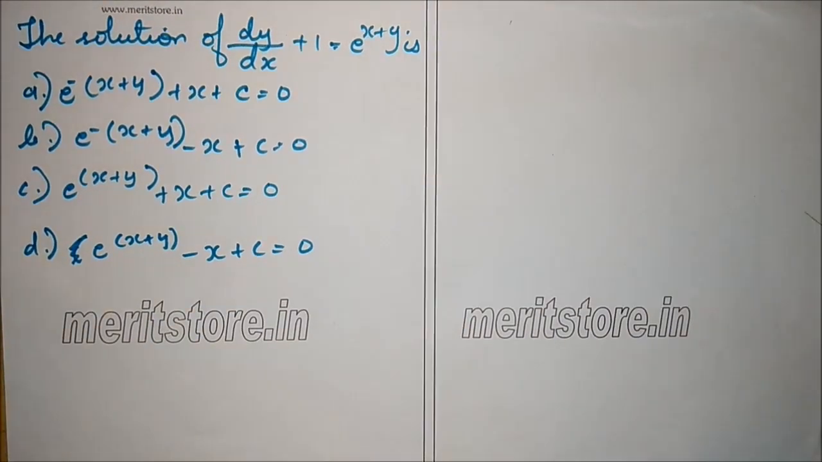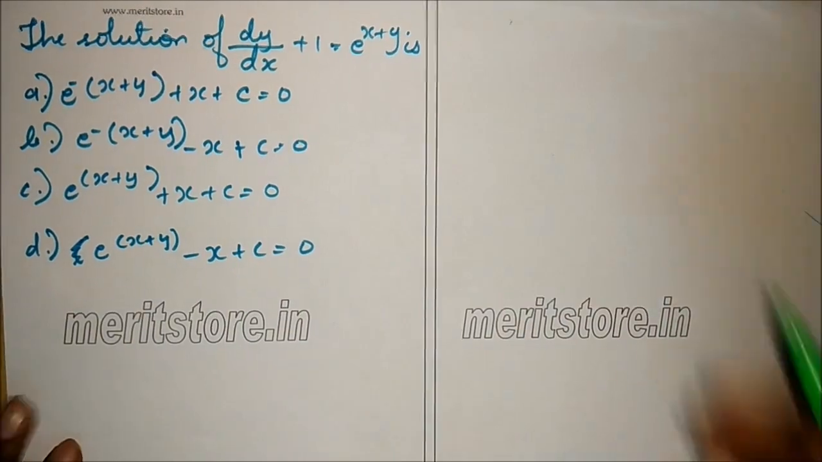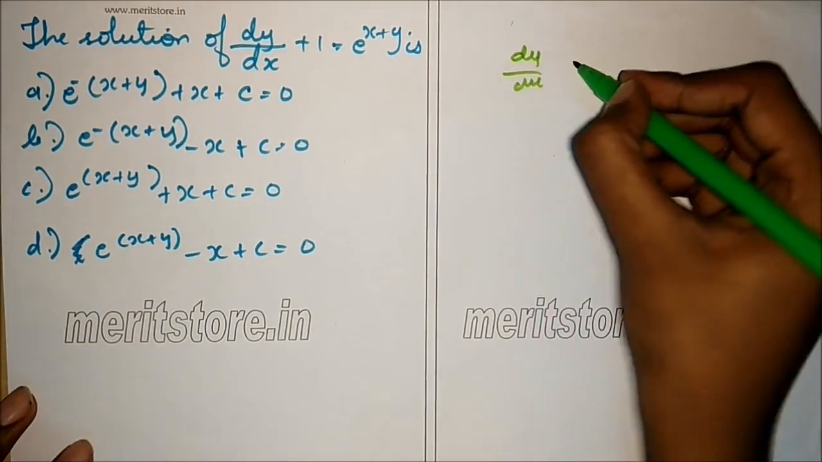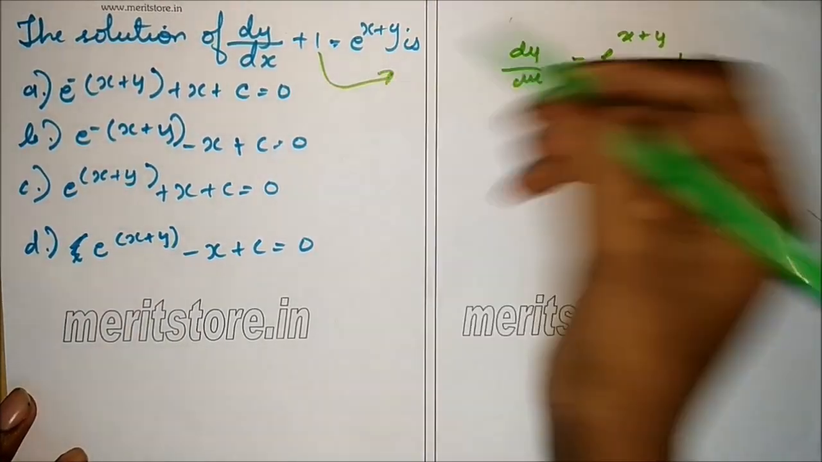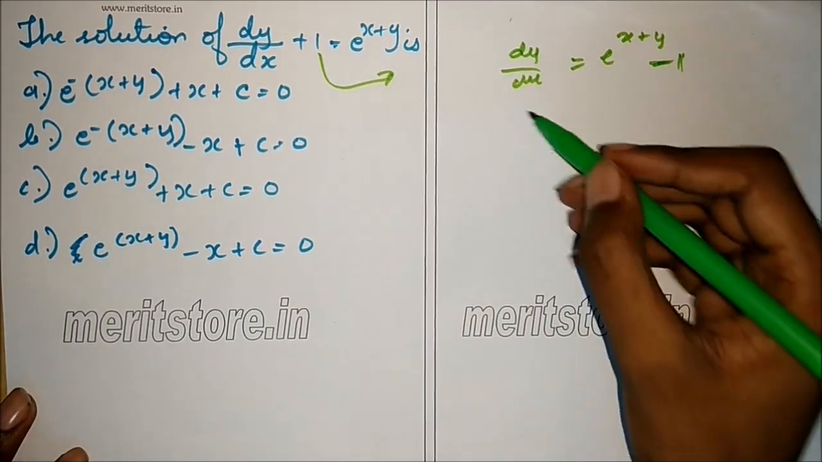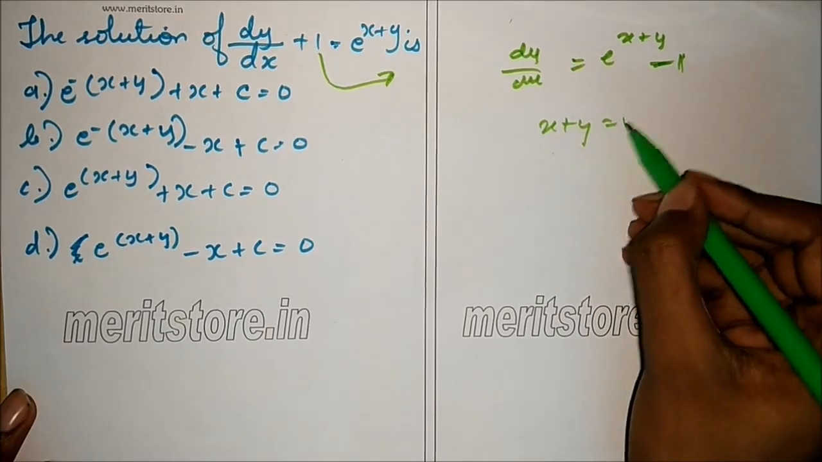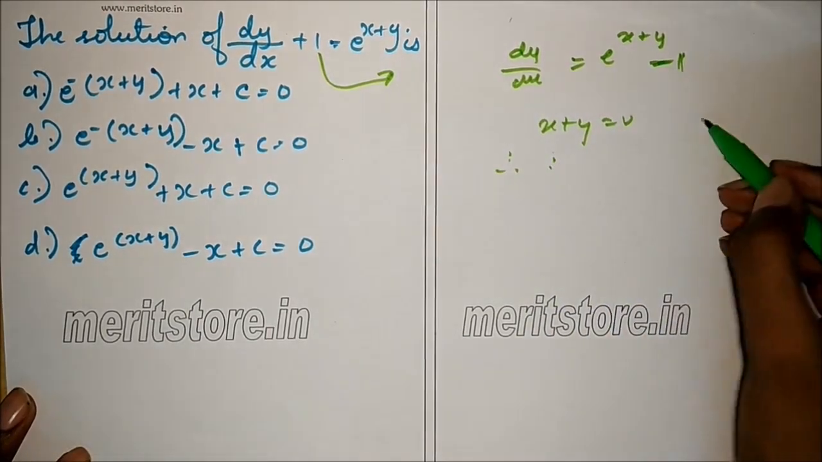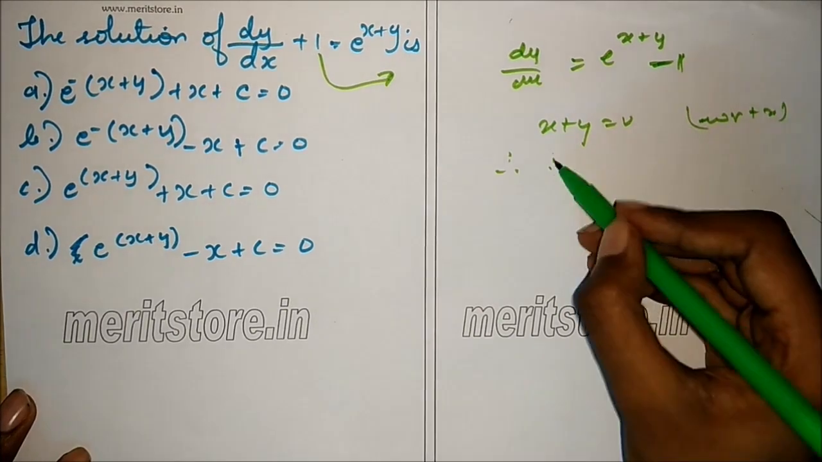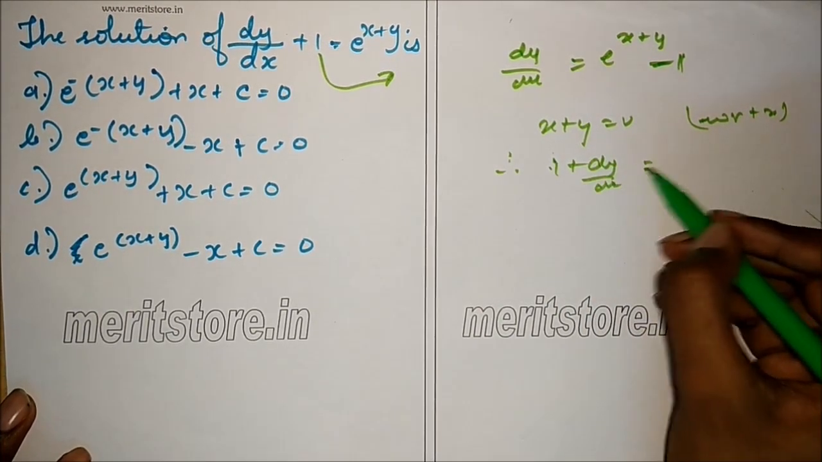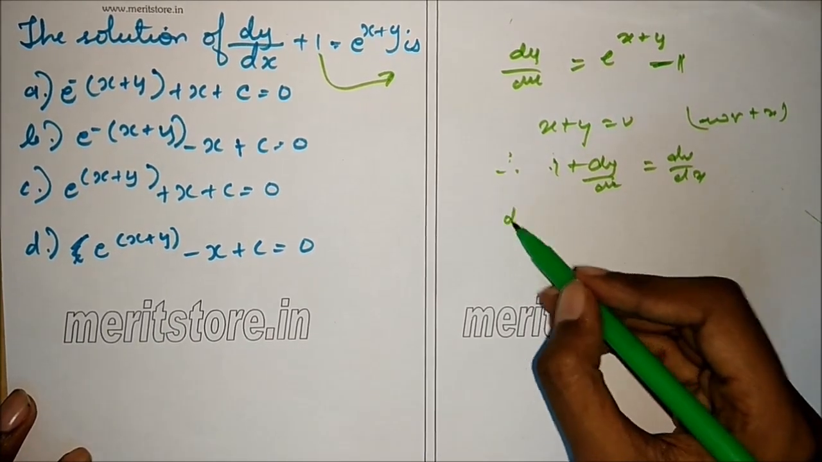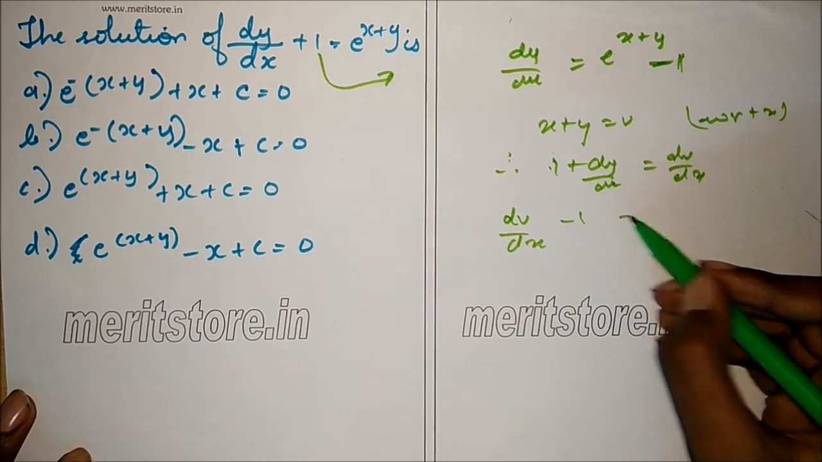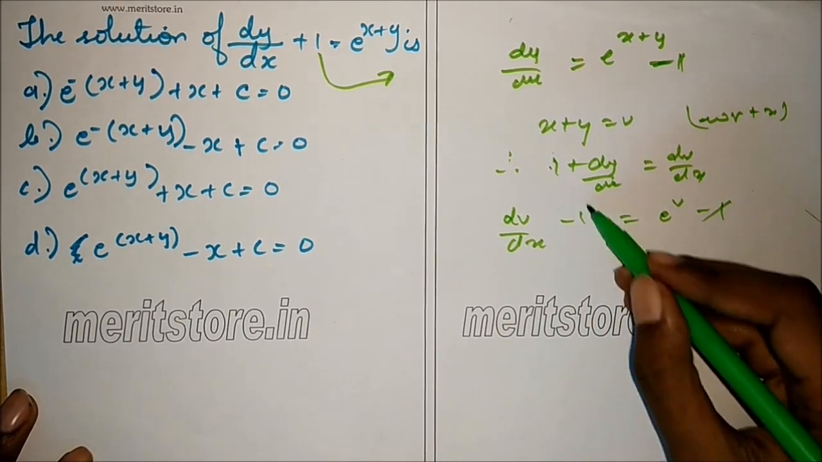The solution of differential equation dy by dx plus 1 equals e raised to x plus y is, so given is dy by dx equals e raised to x plus y minus 1. Taking this to RHS. Now put x plus y equals v. So therefore, differentiating with respect to x, we'll get 1 plus dy by dx is equal to dv by dx. So we substitute this. So dy by dx is dv by dx minus 1 is equal to e raised to v minus 1. So minus 1 gets cancelled.